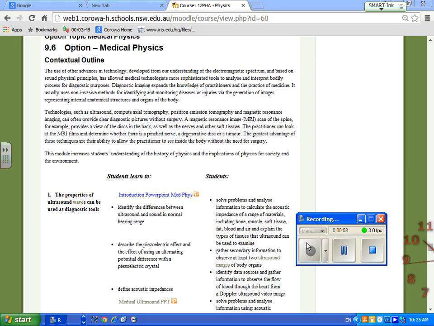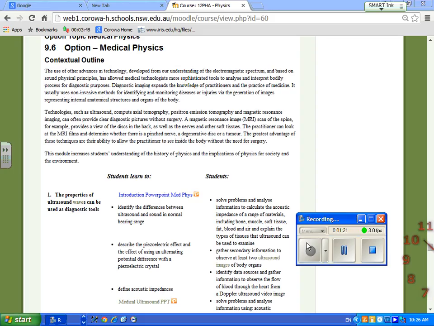A magnetic resonance image can scan the spine, for example, and provides a view of the discs in the back, as well as nerves and other soft tissue. The practitioner can look at the MRI film and determine whether there is a pinched nerve, a degenerative disc, or a tumour. The greatest advantage of these techniques is their ability to allow the practitioner to see inside the body without the need for surgery.